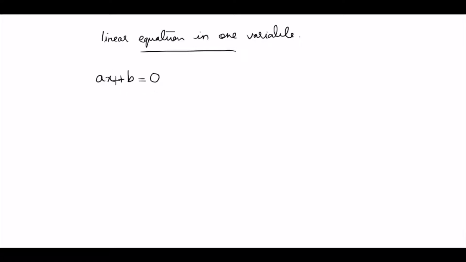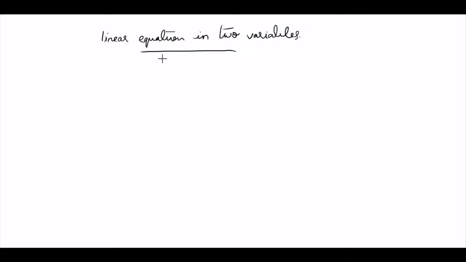Here the variable used is x, and a and b can take real numbers, and a should not be equal to 0. So we have learned that a linear equation in one variable can have only one solution. That is, only one solution is possible for a linear equation in one variable.